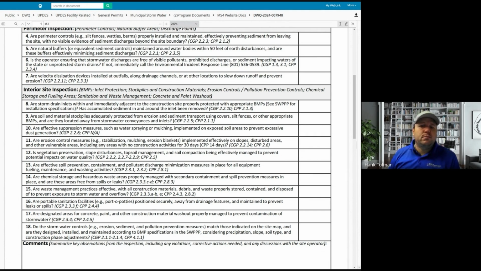Okay, number 12 is vegetation preservation. Slope disturbances, topsoil management, and soil compaction being effectively managed to prevent potential impacts on water quality. So they just kind of throw all four of these things together into one question. And so that's what they're looking at. Remember, with the new permit in 2024, vegetation preservation is better worded to show that they want vegetation preserved on site wherever possible, unless there could be an impact to water quality through groundwater, pollution into groundwater.